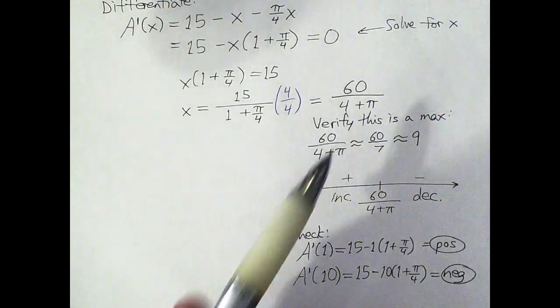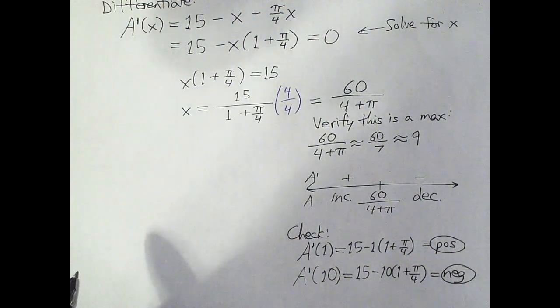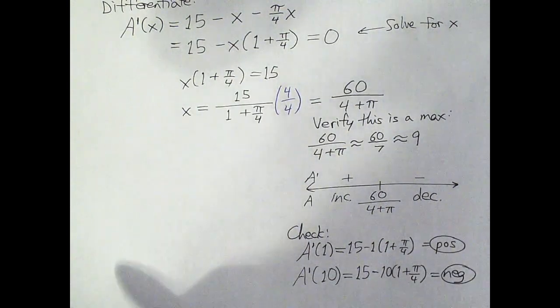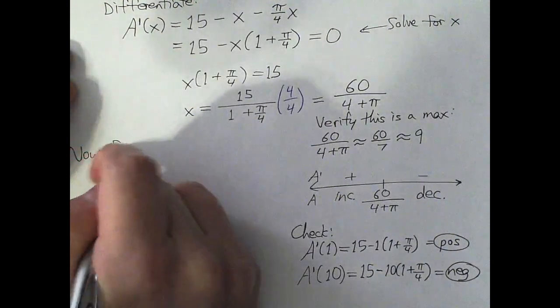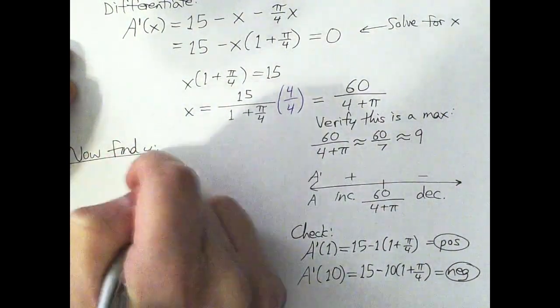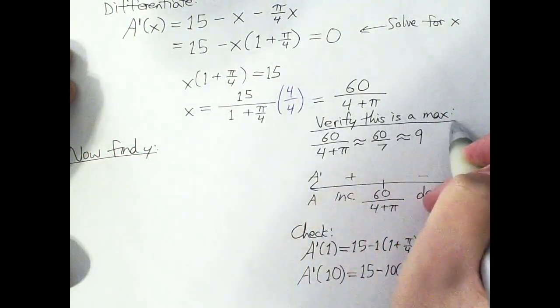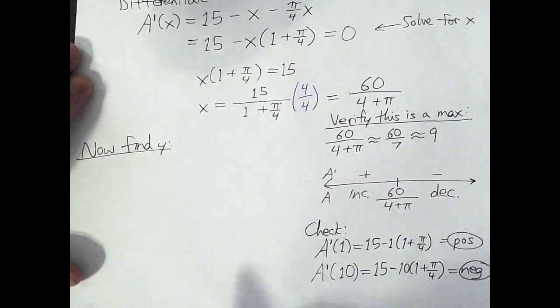And because it's the only maximum that we found on the domain, the function never goes back up to increasing, this is going to be where the absolute max occurs. So what's left? We found x. We need to find the other dimension. We need to find y. So now find y. All right, so this over here was us verifying it's a max.